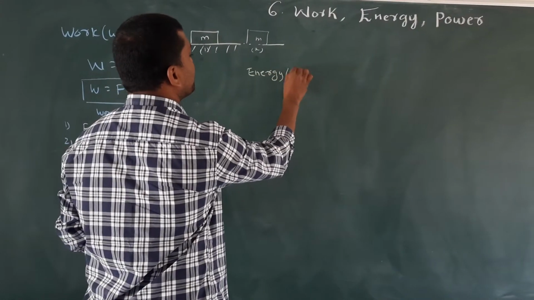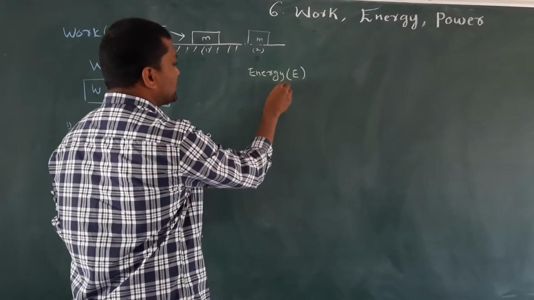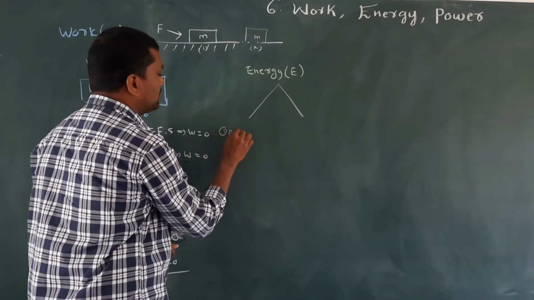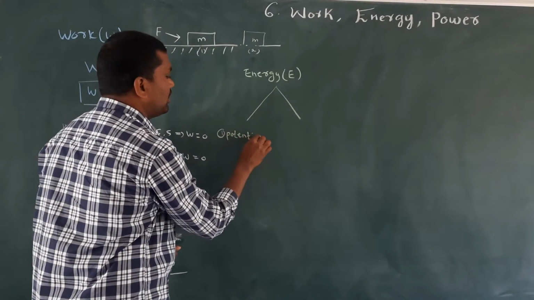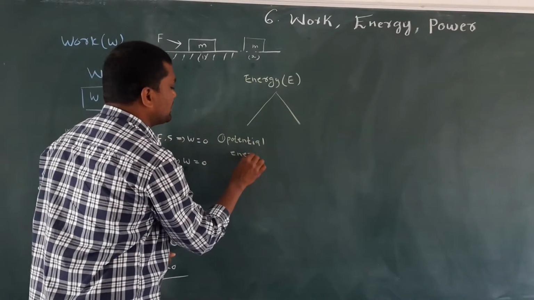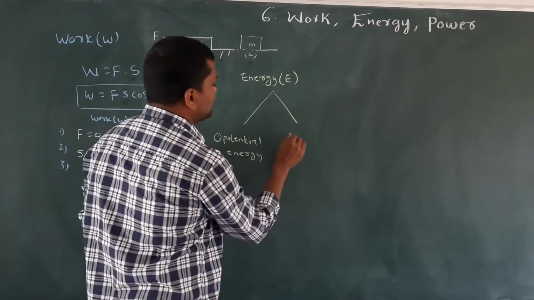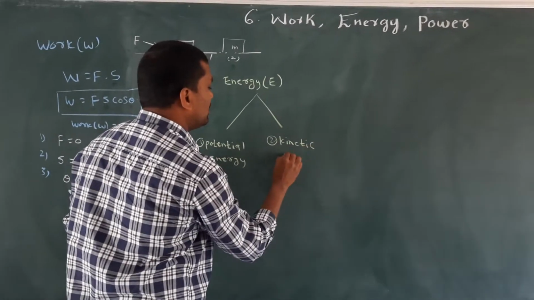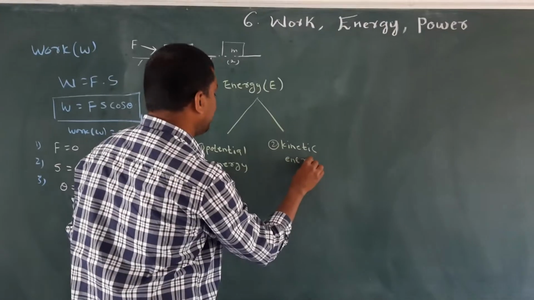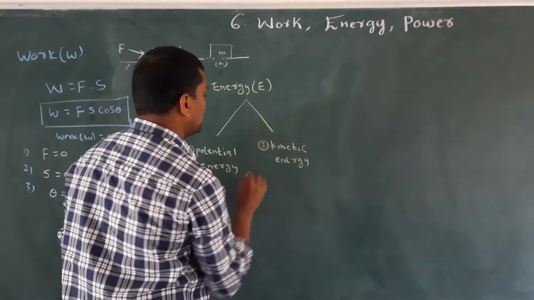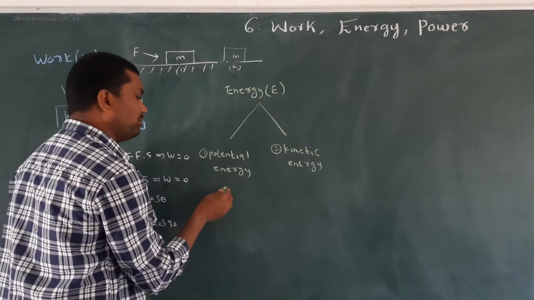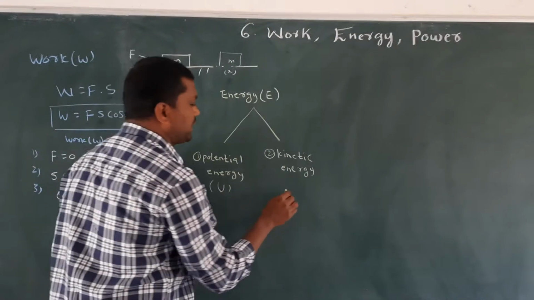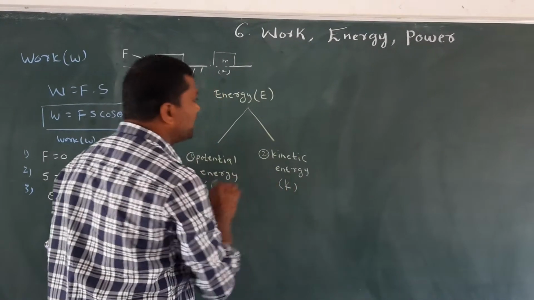And the next one, the second one, is energy. Energy is represented by E. Energy is of two types: the first one is potential energy and the second one is kinetic energy. Potential energy is represented as U and kinetic energy is represented by K.